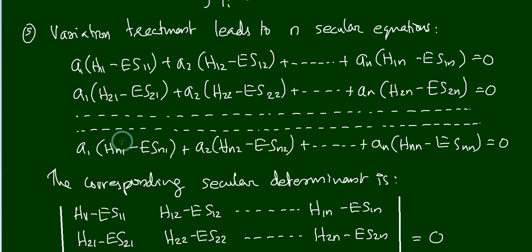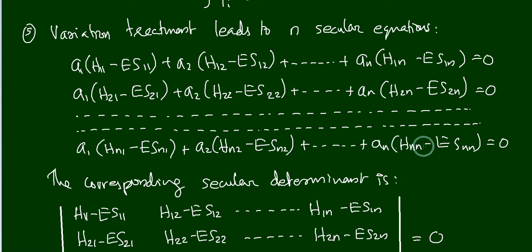The second secular equation can be written like A1 (H21 minus E S21) plus A2 (H22 minus E S22) plus etc. plus An (H2n minus E S2n), that is equal to 0. And the nth secular equation can be written as A1 (Hn1 minus E Sn1) plus A2 (Hn2 minus E Sn2) plus etc.